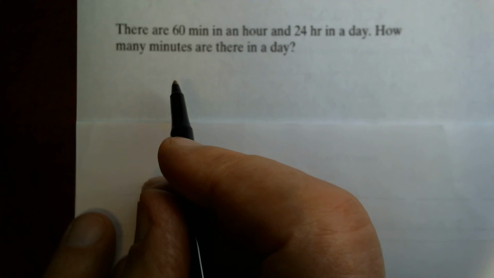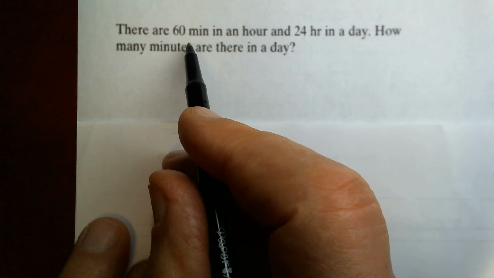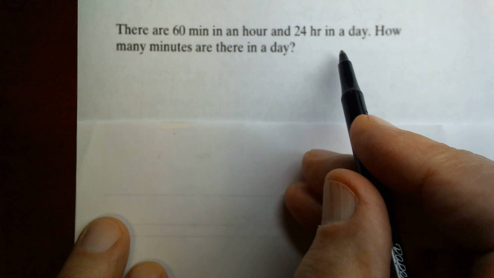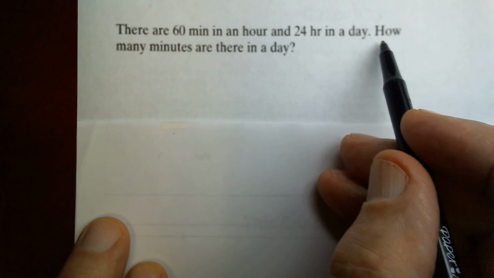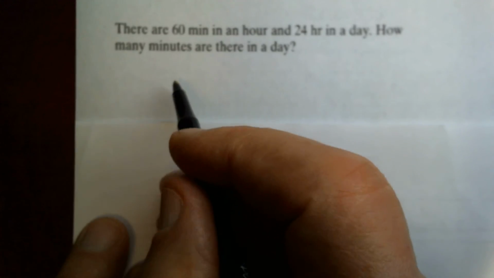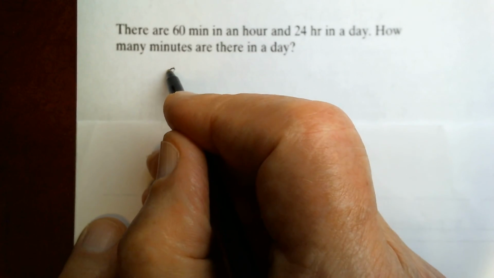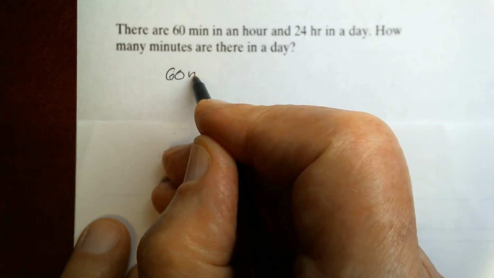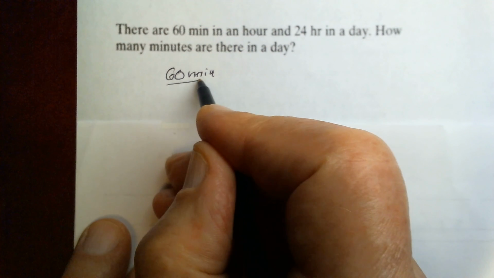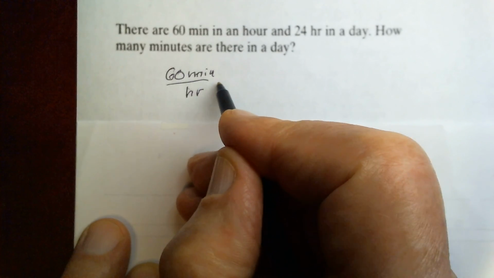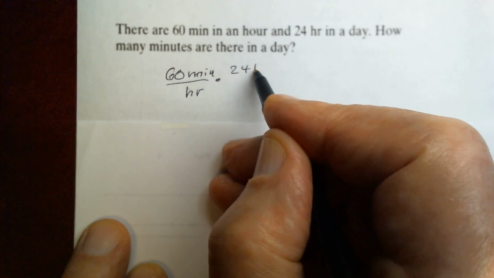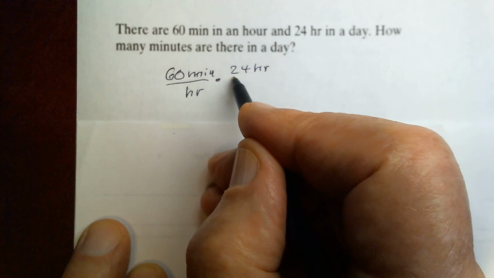So here's another example on units. We all know there are 60 minutes in an hour, and we know there are 24 hours in a day. So the question is, how many minutes are there in a day? So when we write this, we can write this as 60 minutes per hour, and there are 24 hours per day.